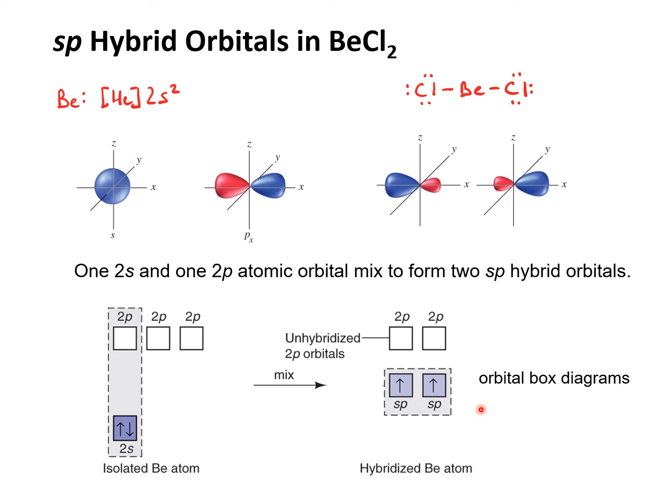Now, when we're filling up our orbital diagram and placing our two valence electrons in the orbital diagram, we can see that the first electron goes in one sp hybrid orbital and the second valence electron goes in the other sp hybrid orbital. And you can see that in forming the bond in beryllium chloride, the chlorine atoms form one bond to beryllium with one sp hybrid orbital, and the other chlorine atom forms a bond with beryllium with the other sp hybrid orbital.